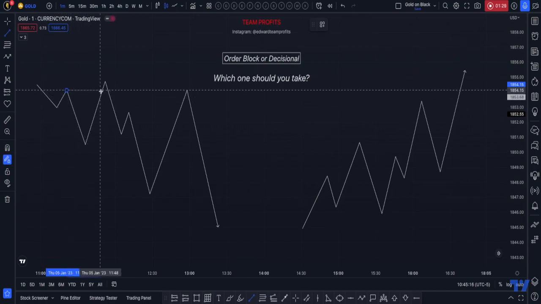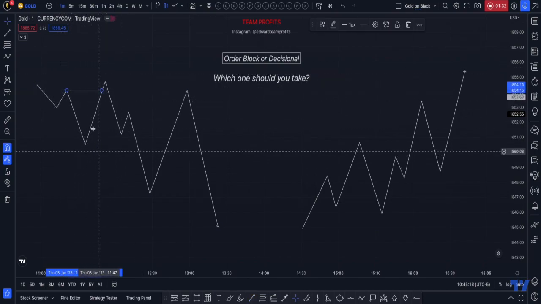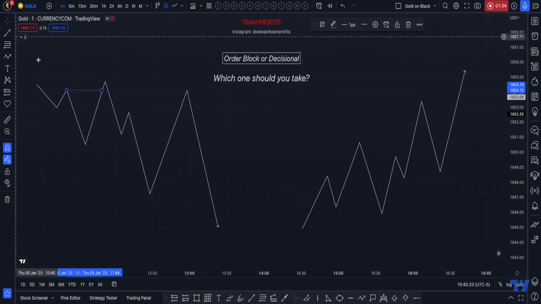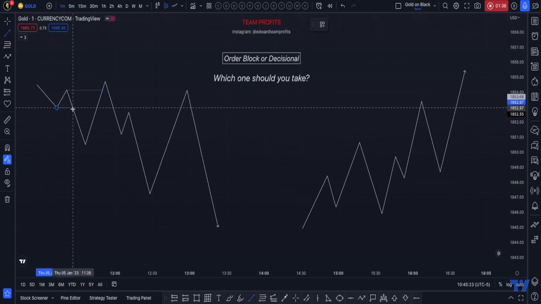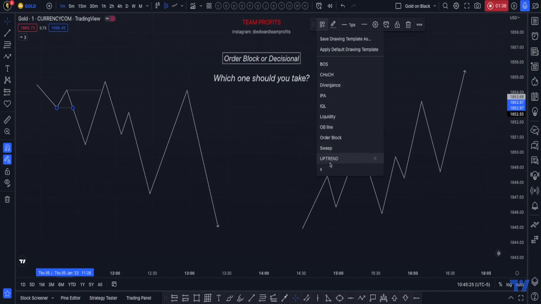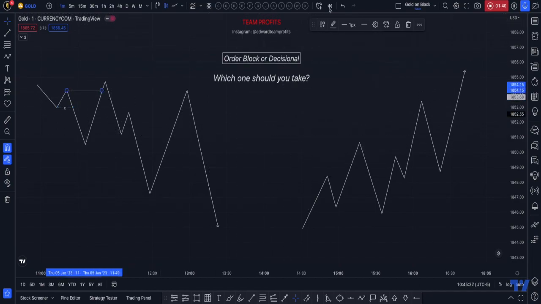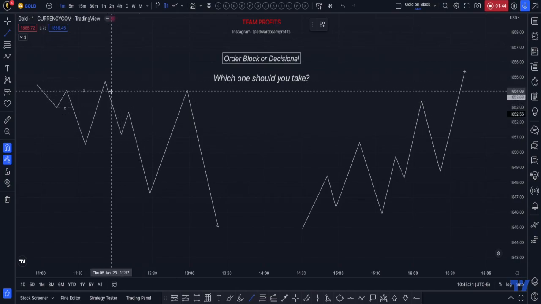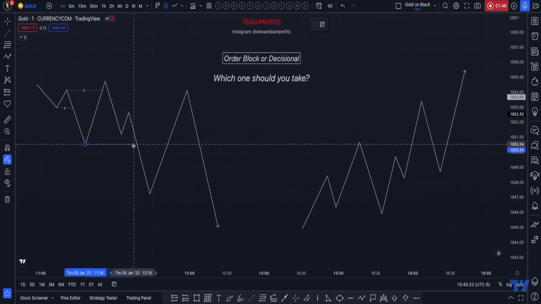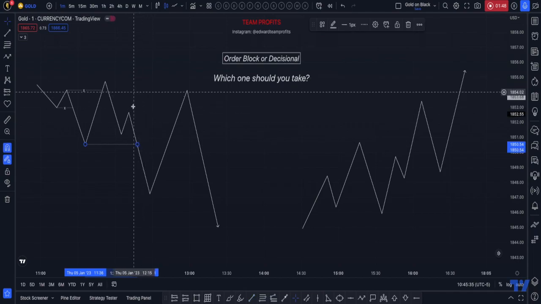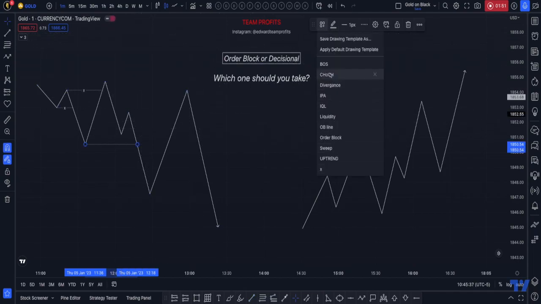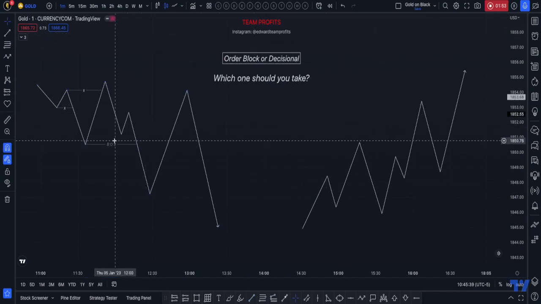So we have the market going to the downside. We have some inducement here. We have another inducement in this area, right here, clear inducement, right? Before the price breaks this low. But look at what happens before the price actually breaks this low and creates this break of structure.